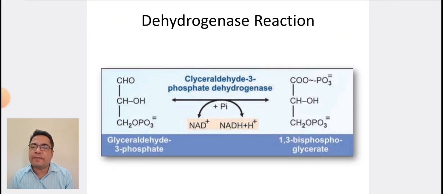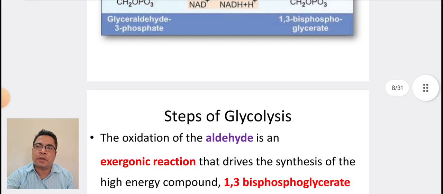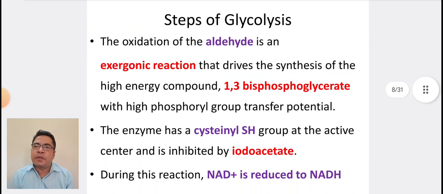In this diagram, we can see glyceraldehyde 3-phosphate dehydrogenase in which glyceraldehyde 3-phosphate is reversibly converted to 1,3-bisphosphoglycerate and conversion of NAD+ to NADH. The oxidation of the aldehyde is an exergonic reaction that drives the synthesis of high energy compound 1,3-bisphosphoglycerate with high phosphoryl group transfer potential.